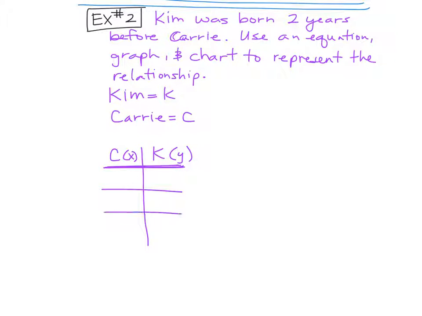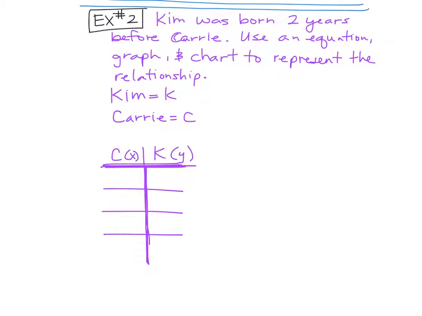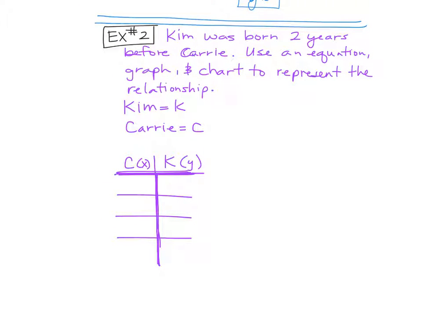Okay, so let's think about their ages. We said Kim was born 2 years before Carrie. So if Kim is 3 years old, let's say, and I'm just picking a random number, okay? If Kim is 3, how old is Carrie right now? She's 1, right? She's 2 years younger. She was born 2 years later than Kim. Okay, so if Carrie's 1, Kim is 3.